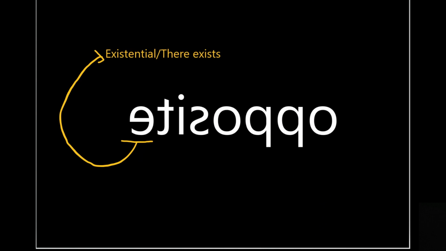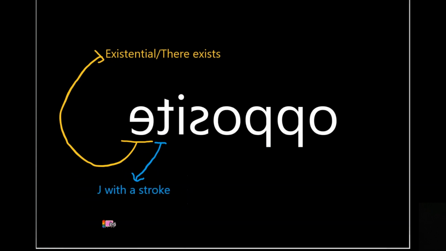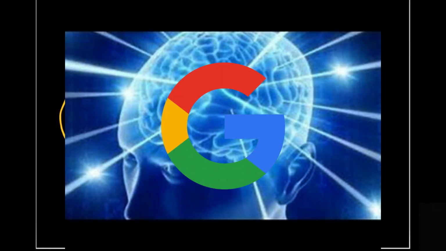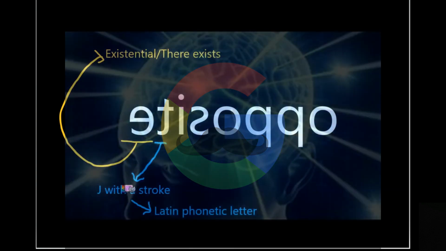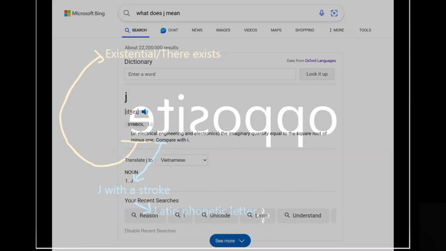The next symbol may be a bit more complicated to analyze, but once I finish, you'll be able to understand it like ABCs. Literally. This symbol is known as J, but with a stroke. This letter is a Latin phonemic letter. Now, if we ask the God of knowledge, also referred to as Mr. Google, the almighty God will tell us that J means the exact same thing as I, just in electrical engineering and electronics instead of math.